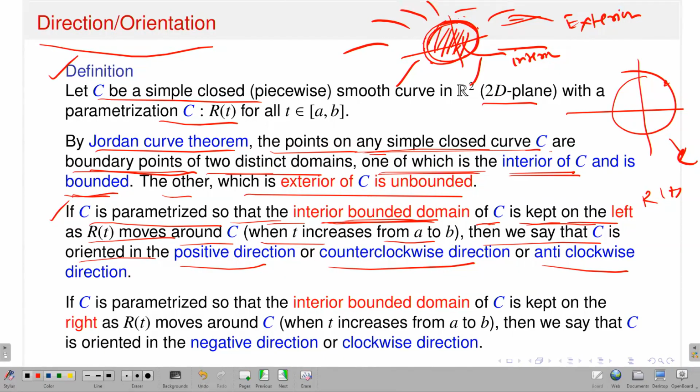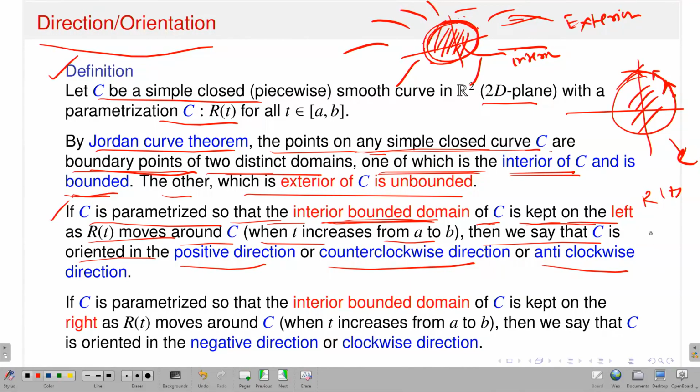Now, what I am saying is that if t runs from a to b, then r(t) should move in such a way that the interior bounded domain of C is always kept on the left-hand side. That means, look, r(t) is there. Now, if I move in this direction, in this direction, in this direction, in the left-hand side I will have this domain. So the interior bounded domain is always on the left. That means I am moving in what is called the counterclockwise or anticlockwise direction.